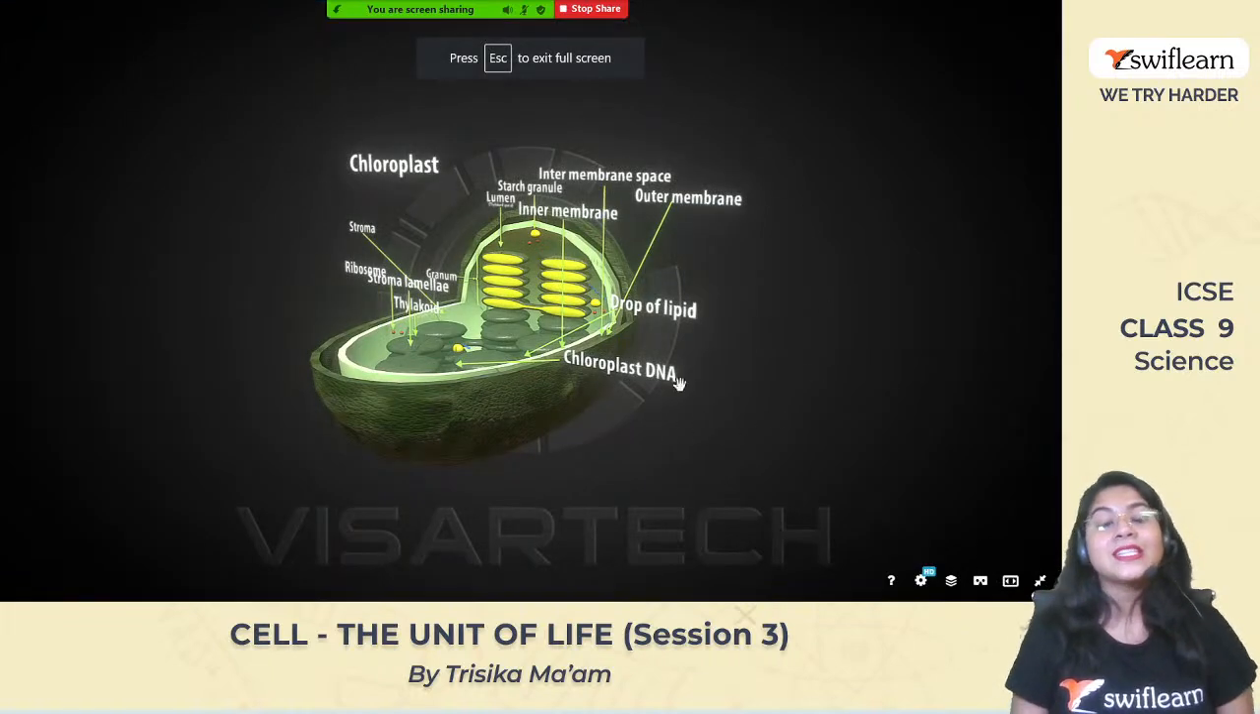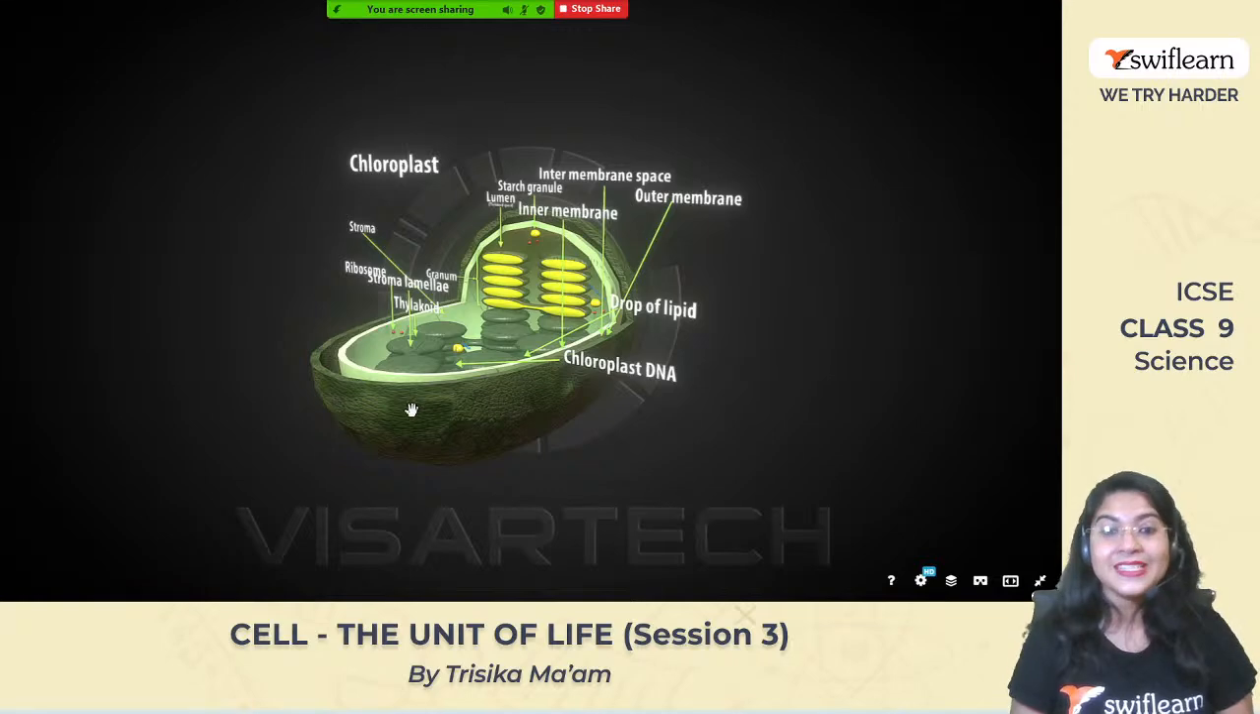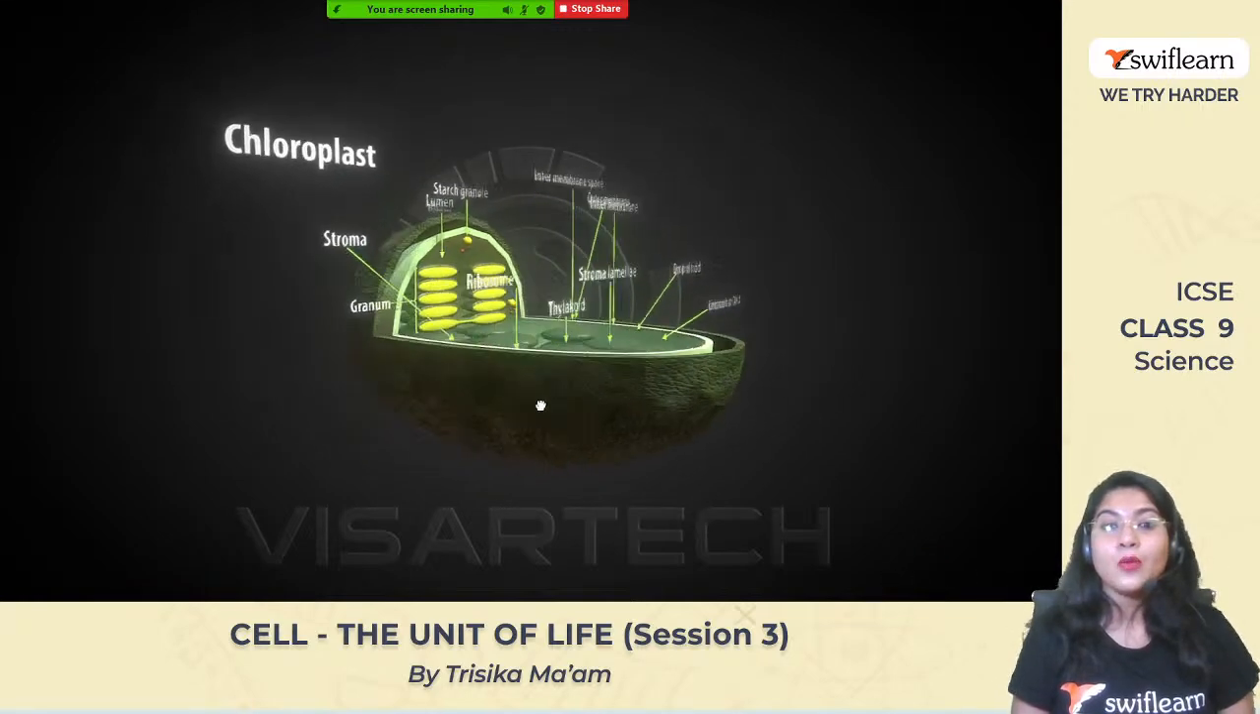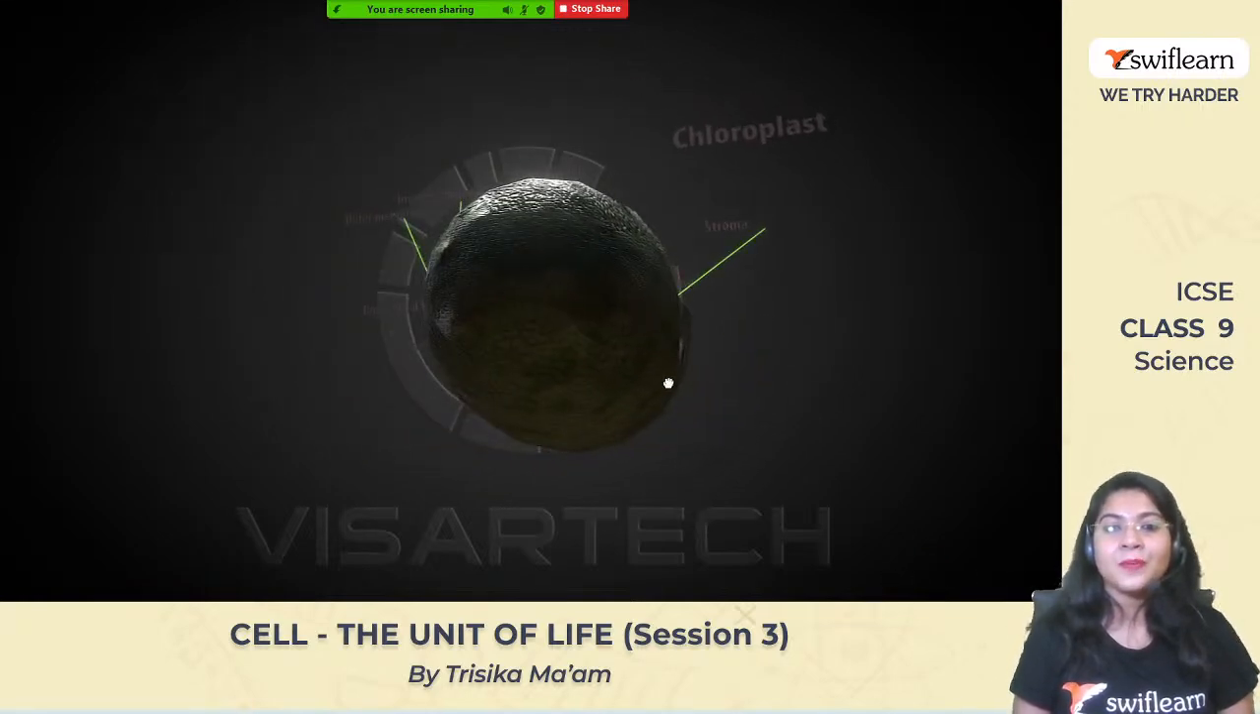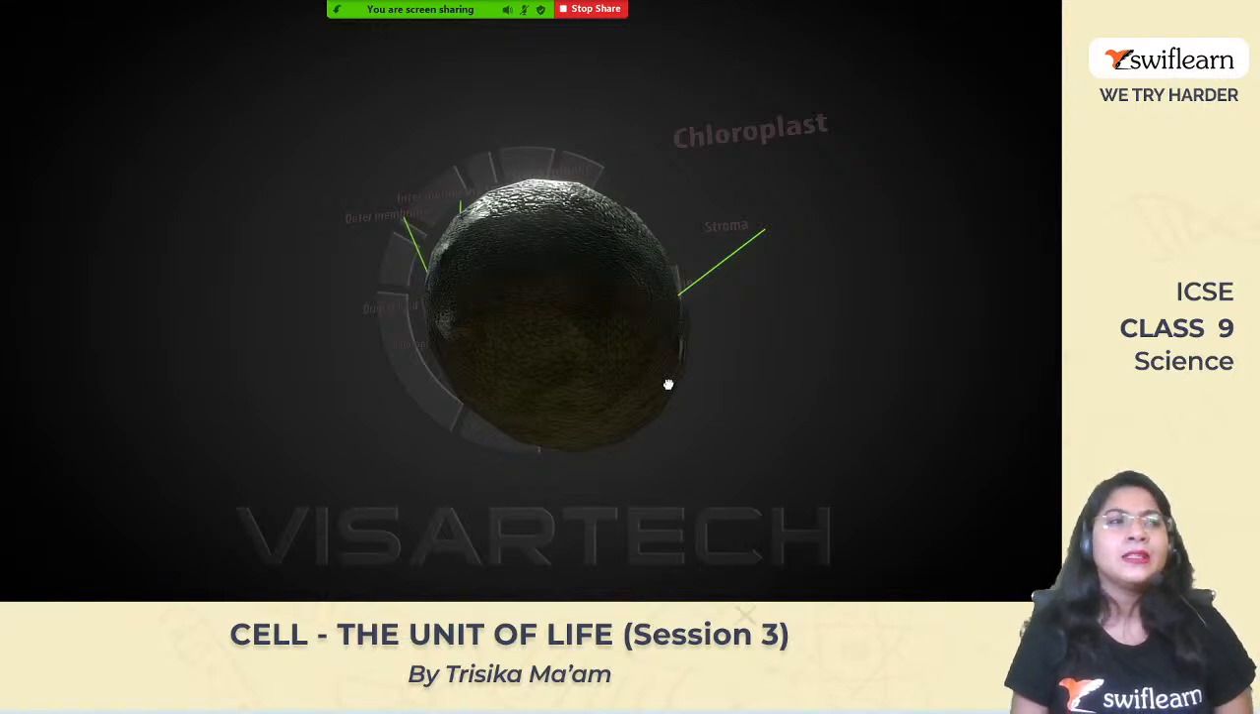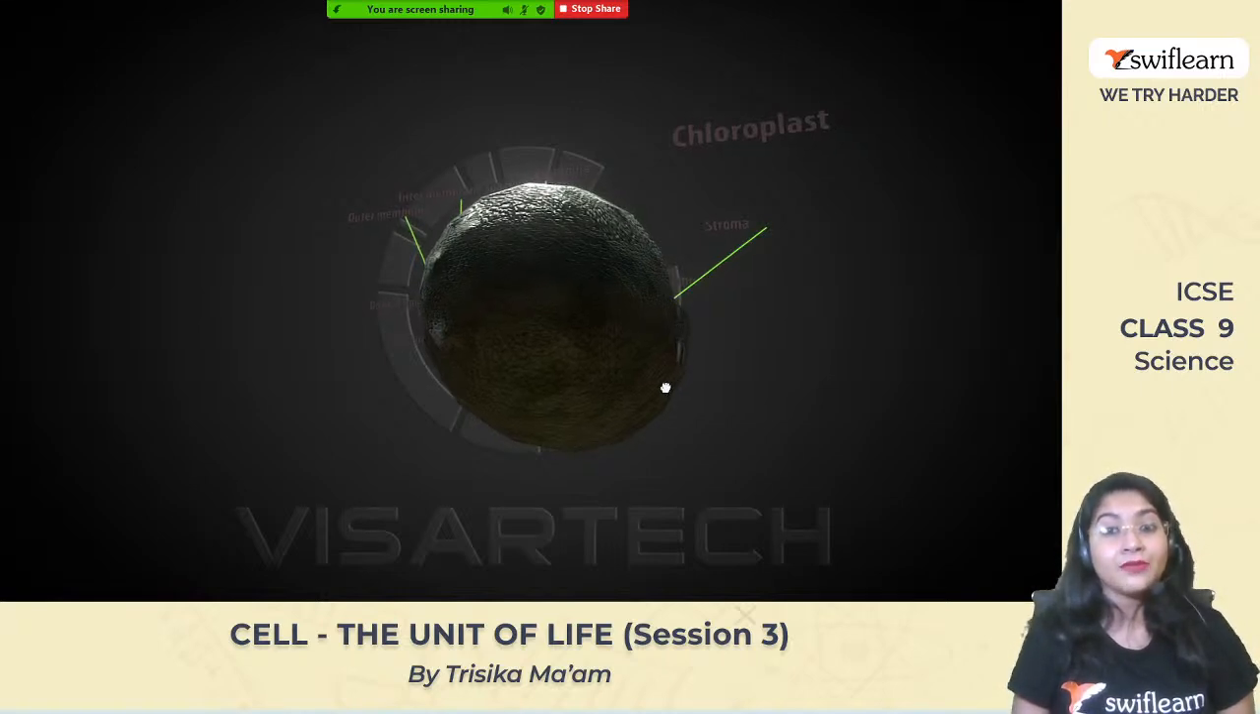Okay, so this is the whole body of a plastid. Isn't it beautiful? Now let us first find out what is the outer structure of the plastid. From outside, the plastid seems to be like a ball, or we can say a bean-shaped structure. This is the outer membrane of the plastid.